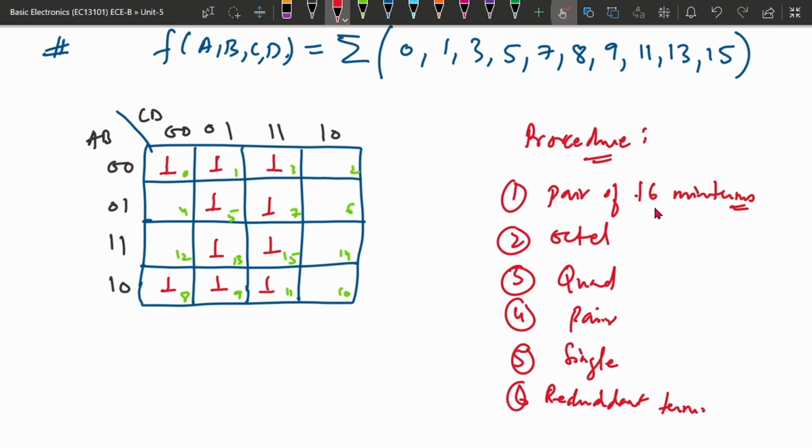So here looking for 16. First of all we are looking for 16 pairing. There are 16 squares, but 16 square pairing is not possible because all the squares do not have 1. Okay, so this is rejected. Now we will be searching for octet. There is a possibility of octet. So here octet is possible, so we will make 1 octet pairing.